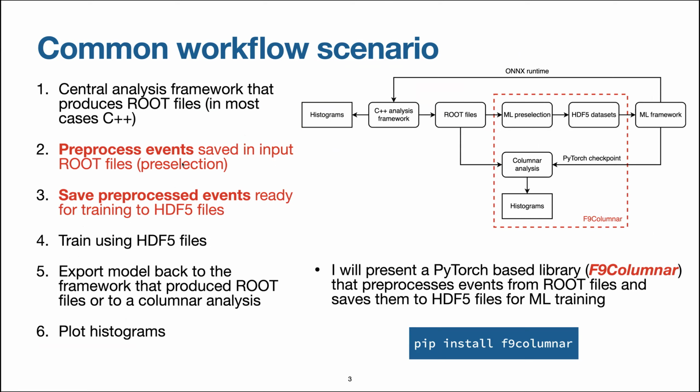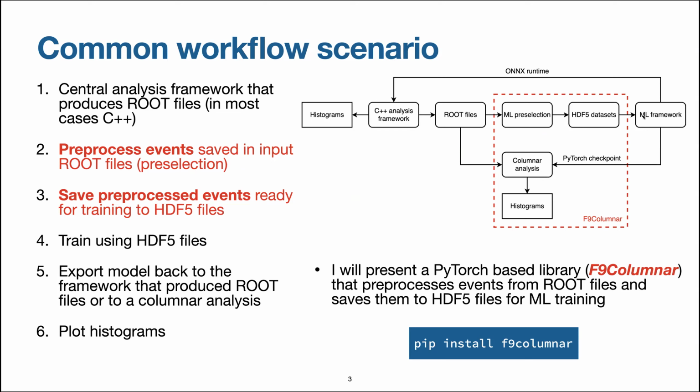So we usually start with some central analysis framework that produces some root files. In most cases, this is C++. And then from these root files, we want to train our machine learning model with some ML framework. But before this, we need to do some further steps, and this is usually pre-processing events. Then I will also talk about how to do this and how to save these pre-processed events in HDF5 files. And then when we have this, we can train using these HDF5 files.